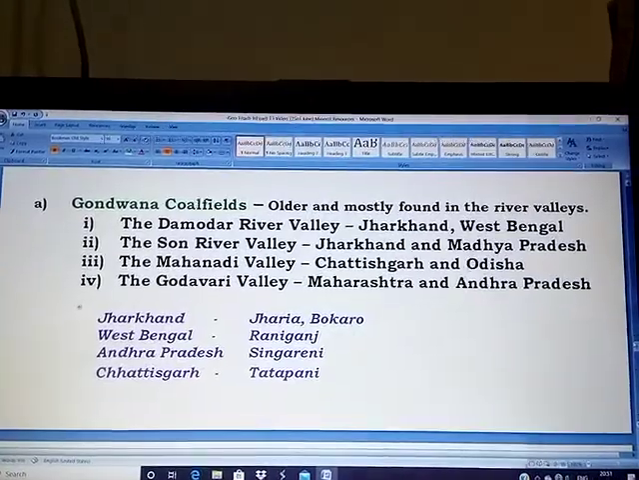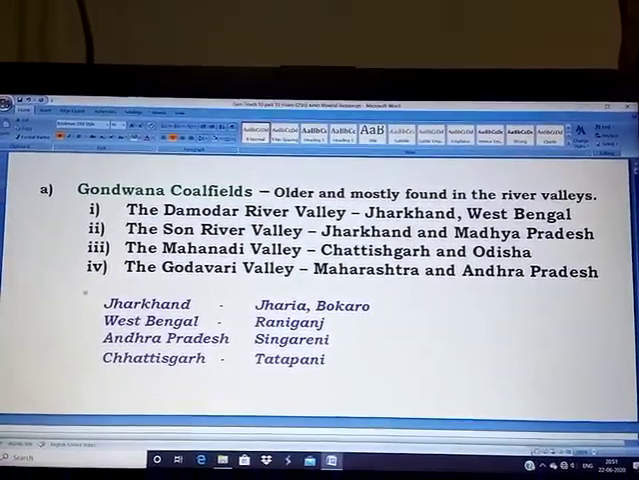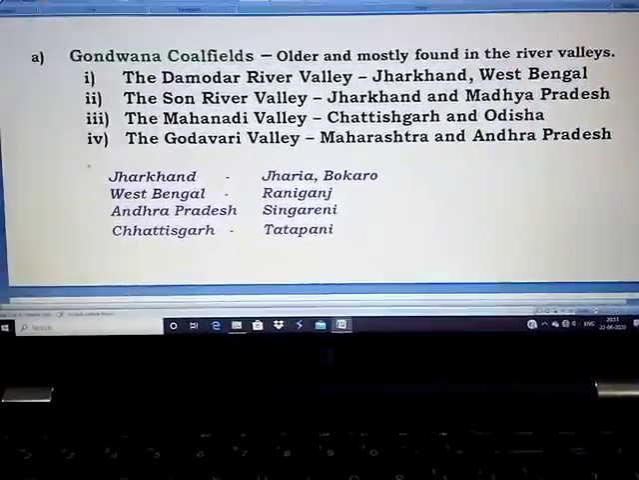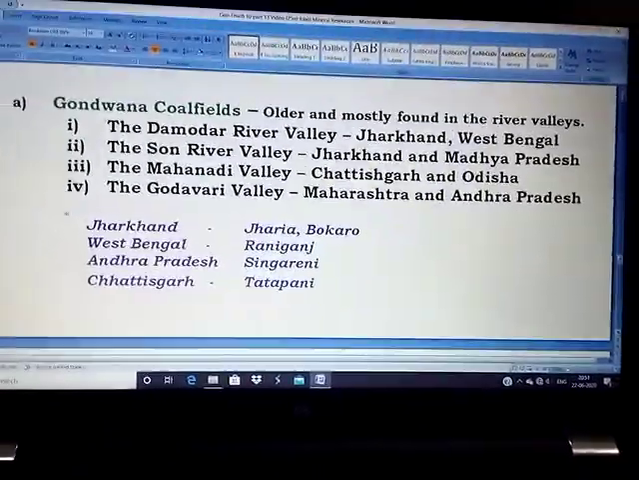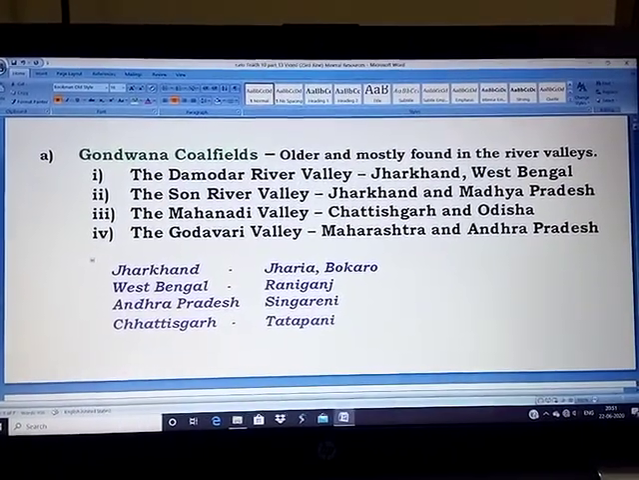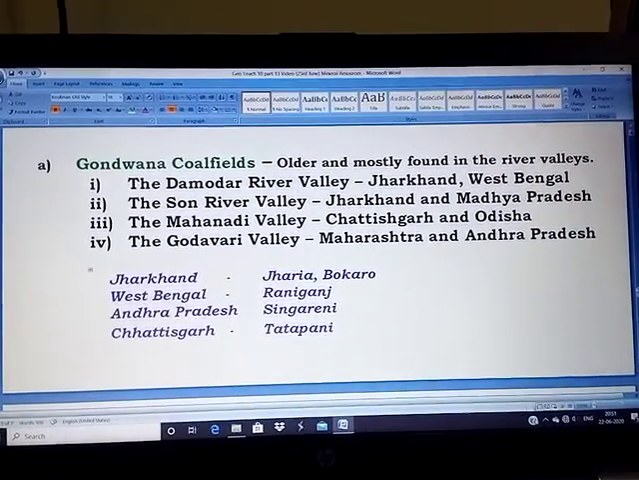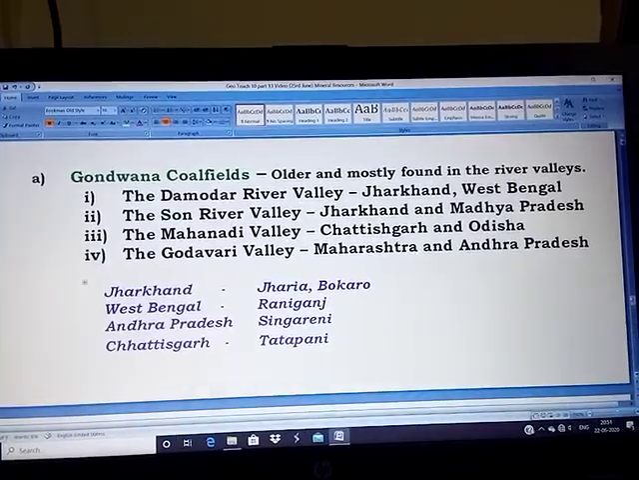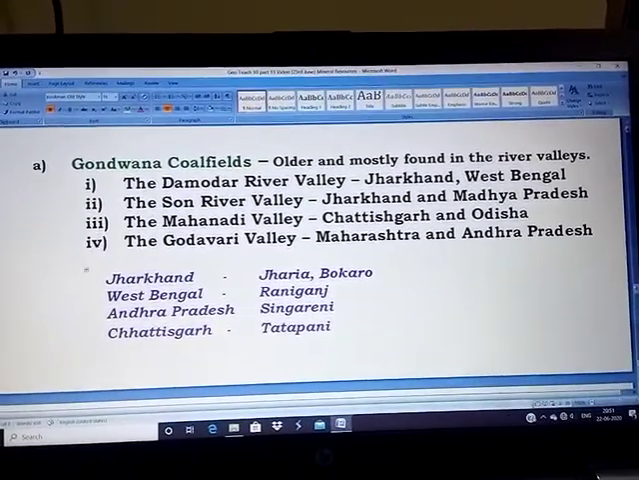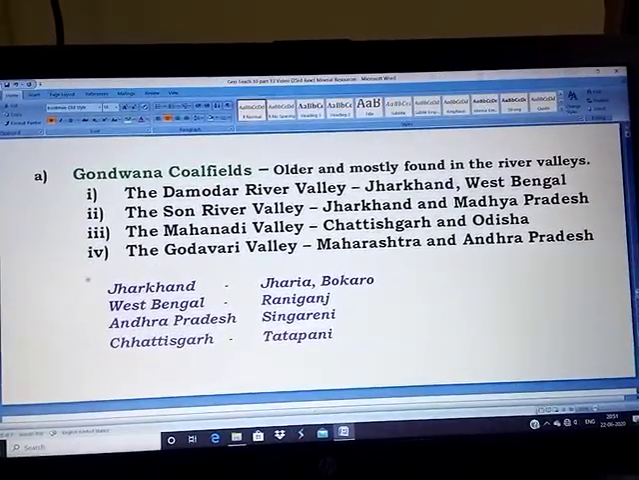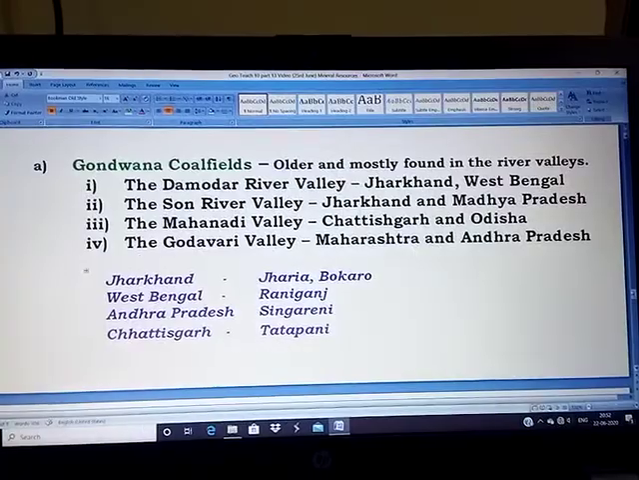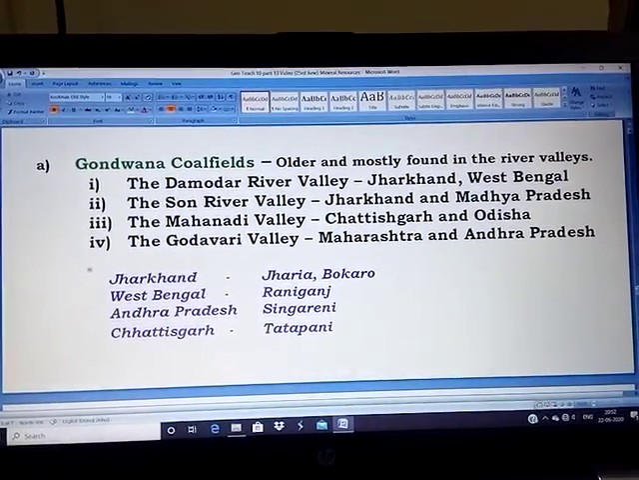Some part of Jharkhand is there, and Madhya Pradesh, of course, Jharkhand, and then Mahanadi mostly in Odisha, Chhattisgarh and Odisha, and Godavari in South India, that is in Maharashtra and Andhra Pradesh. In Jharkhand, the major coalfield regions are Jharia and Bokaro. West Bengal is Raniganj. Andhra Pradesh is called Singareni, and in Chhattisgarh called Tata Pani.